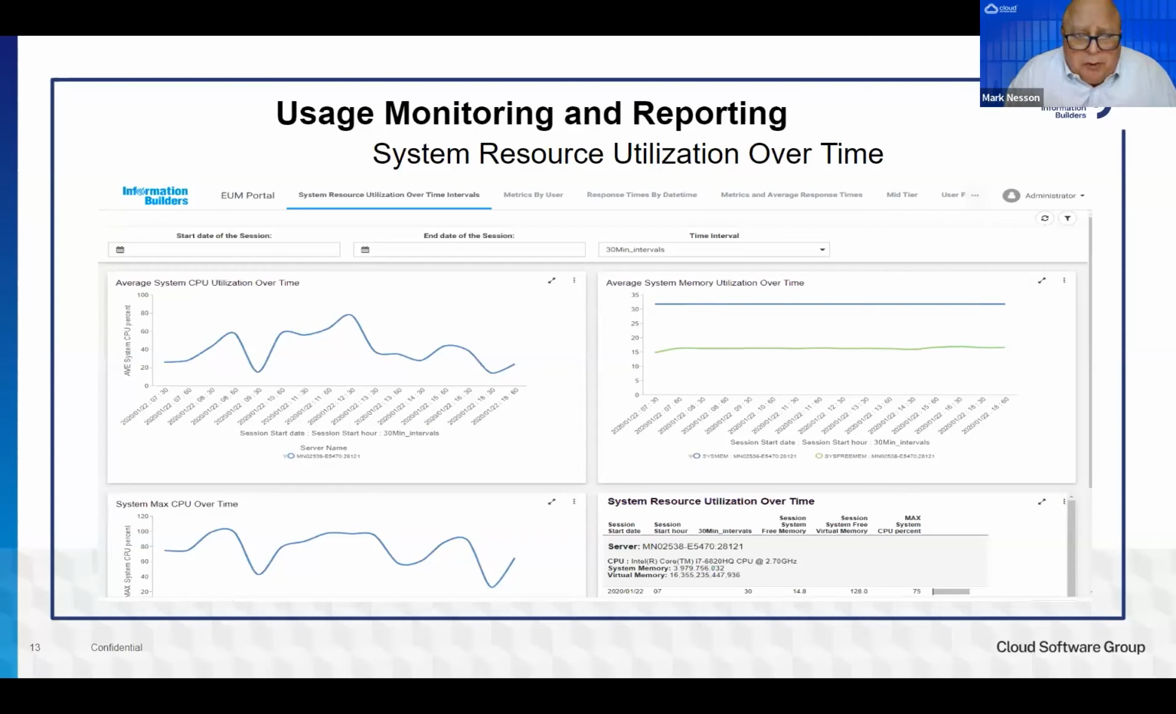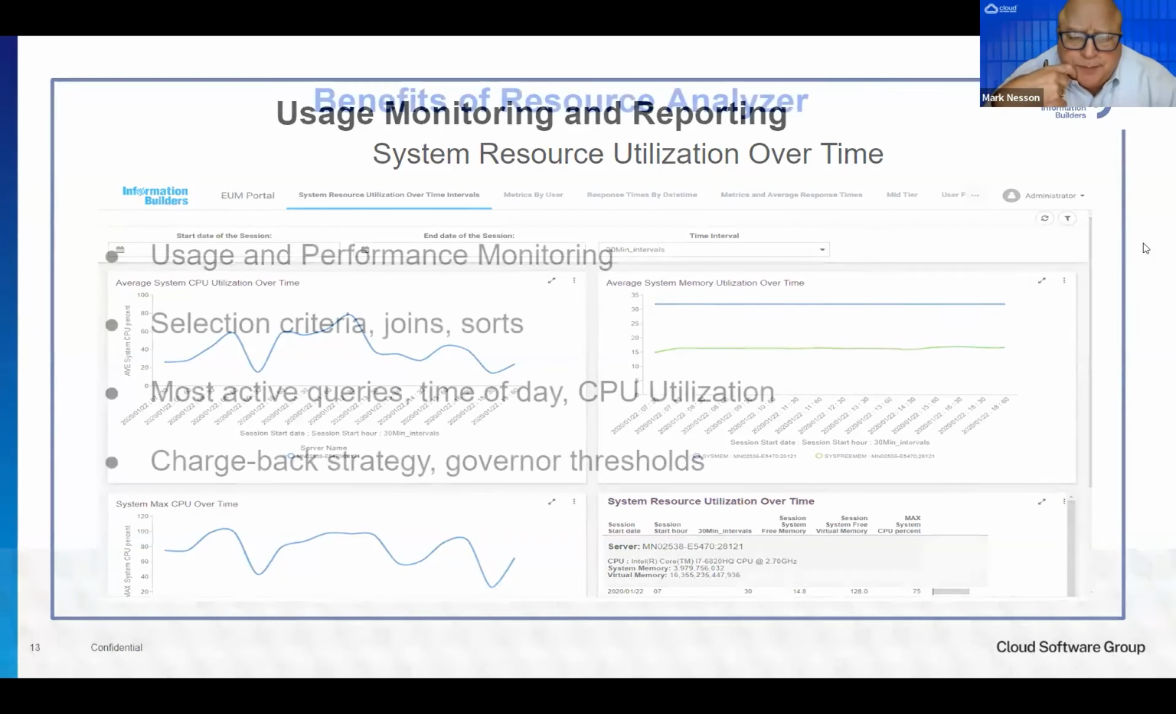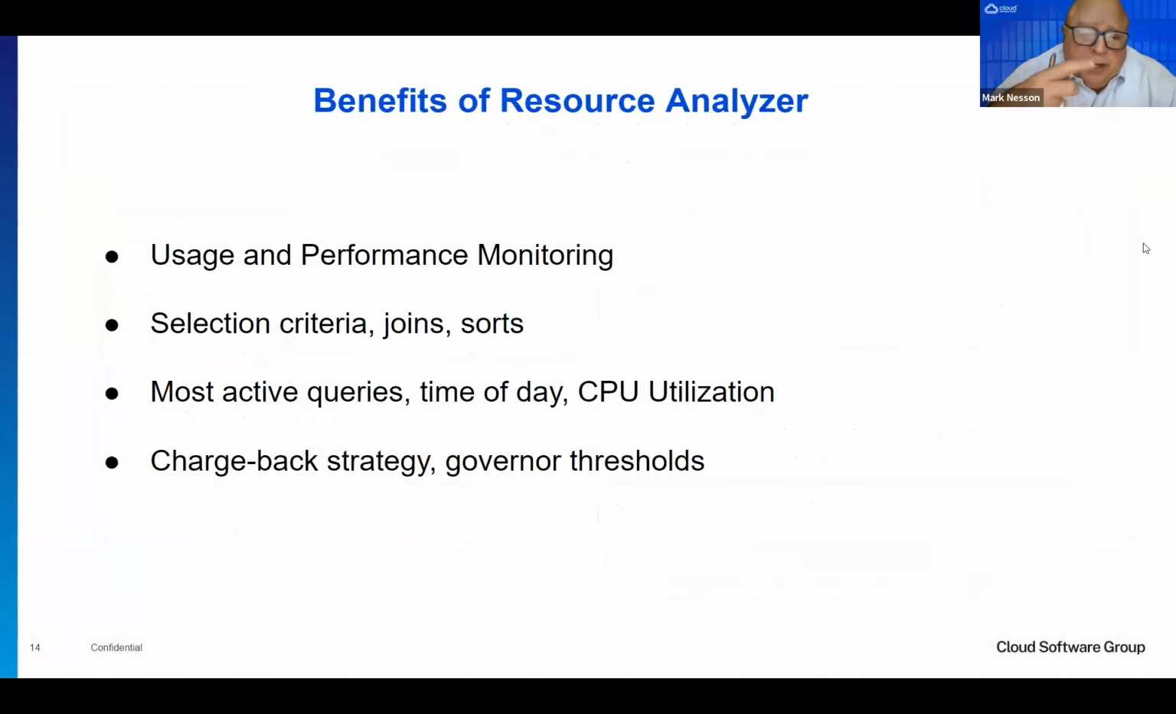Okay, next, Joe. Again, usage monitoring and reporting, system resource utilization over time. How much CPU are we using? How much memory are we using? All of this is available by just turning on Resource Analyzer, and this reads the RML data file and produces these reports, right? Information dissemination, a key to success. Next, Joe.